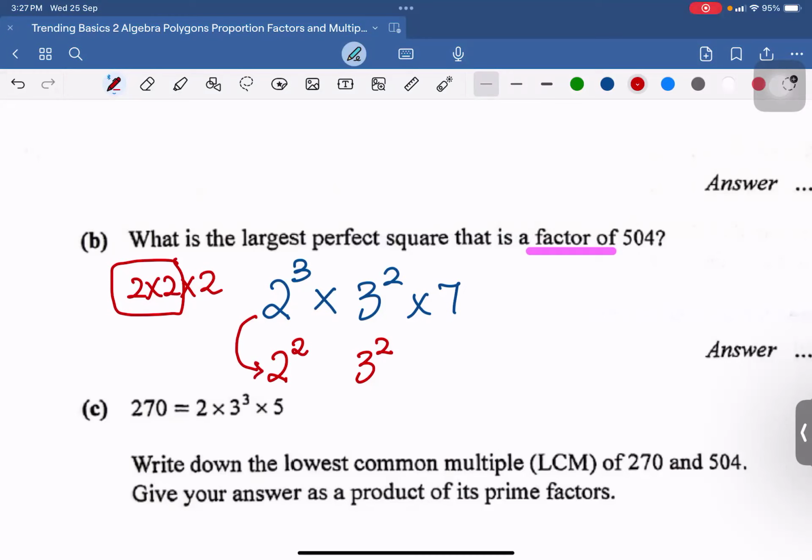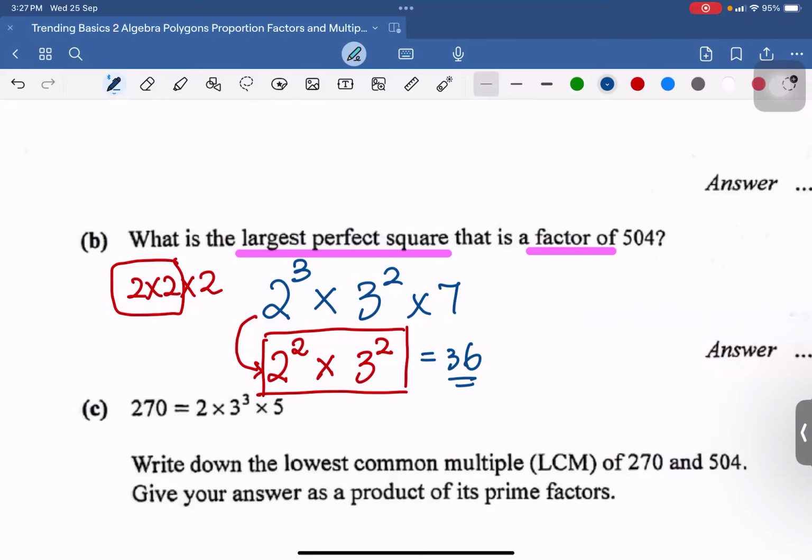I take out only the perfect square. They want it as large as possible, so as many perfect squares as possible. So from here, out of the 3 of them, I take out 2 square. And this one has 3 square, so definitely I take out 3 square. 7, is 7 enough for me to take out any perfect square? No, right? So in this case, what is the largest perfect square? I take these two numbers and multiply them together. This answer will be 4 times 9, 36. Is this okay?